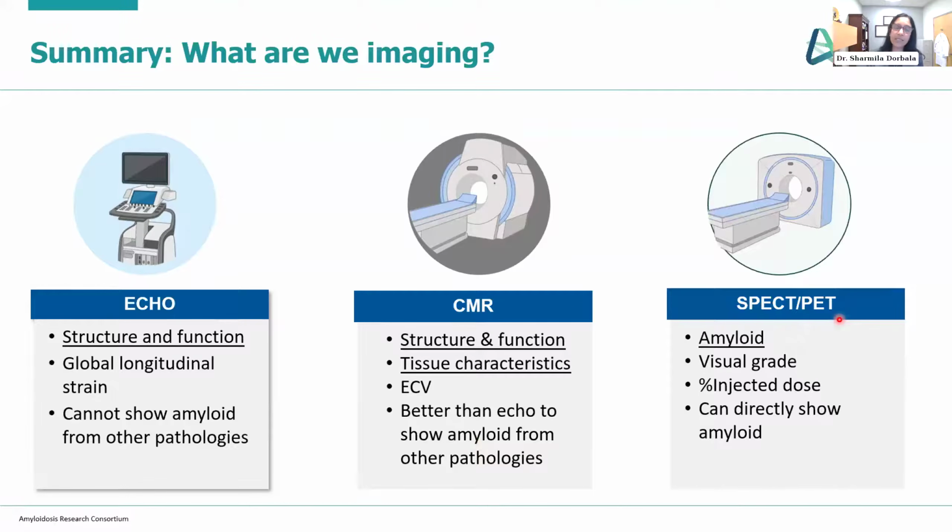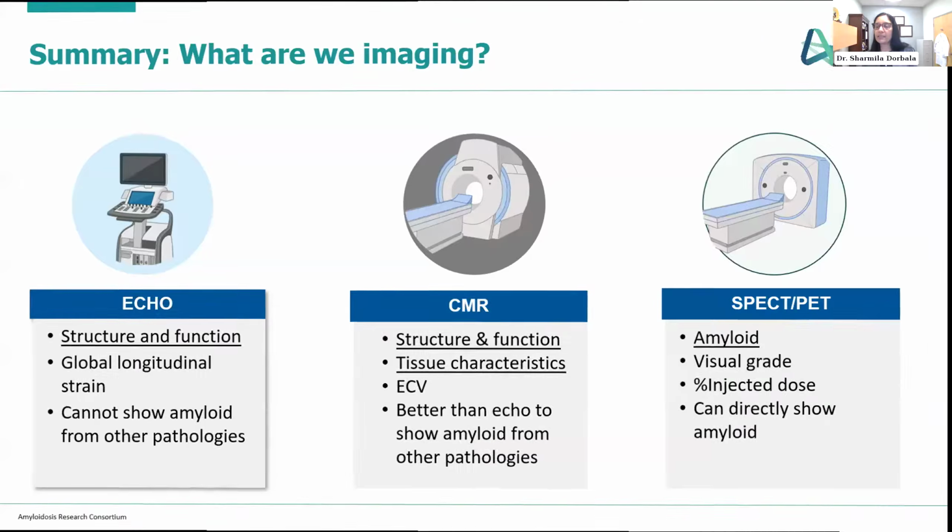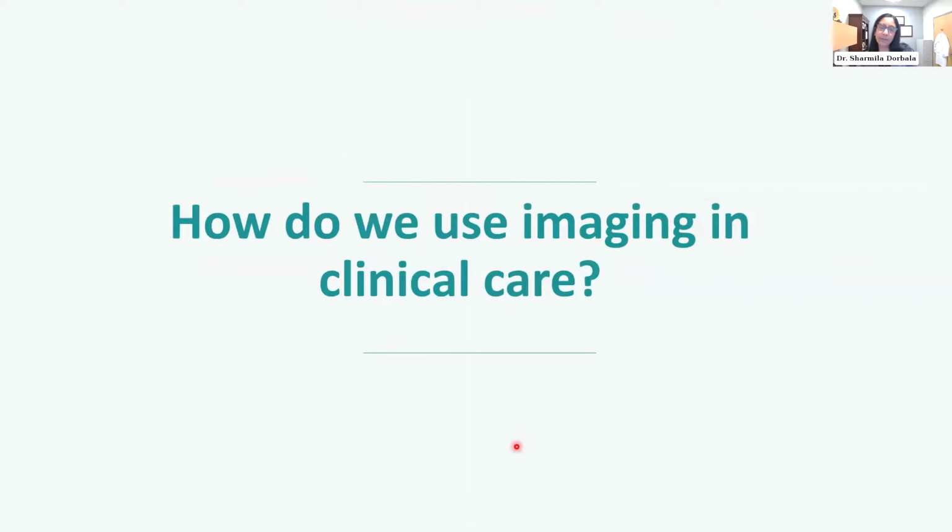So radio tracers, SPECT and PET, show amyloid. This is the major difference. This is how you image amyloid, and MRI and echo is how you image the effects of amyloid on the structure and function of the heart. Here you can look at PYP-DPD, and they directly show amyloid, and there's some novel PET tracers that we can also talk about. So a few case examples.